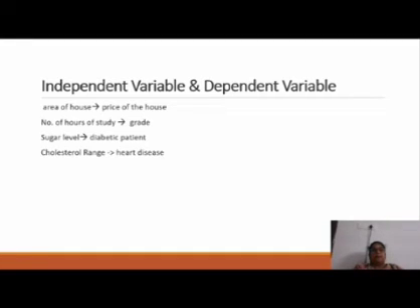எது டிபெண்ட் ஆயிருக்கு? Sugar level, diabetic of patient diabetes. இல்லையா? எது decide பண்ணும்? The sugar level will decide. So which is independent and which is dependent? Cholesterol range and the heart disease. Answer my question. Which is independent and which is dependent?